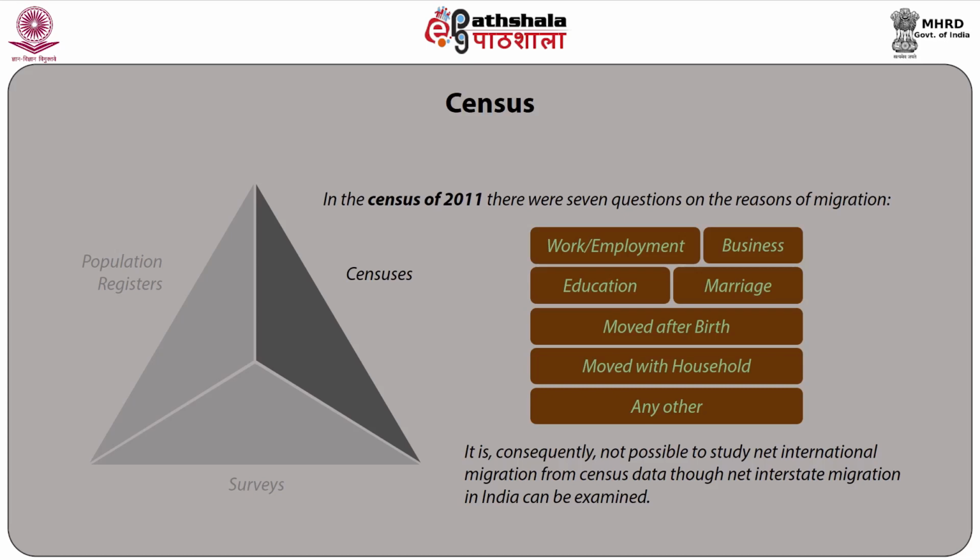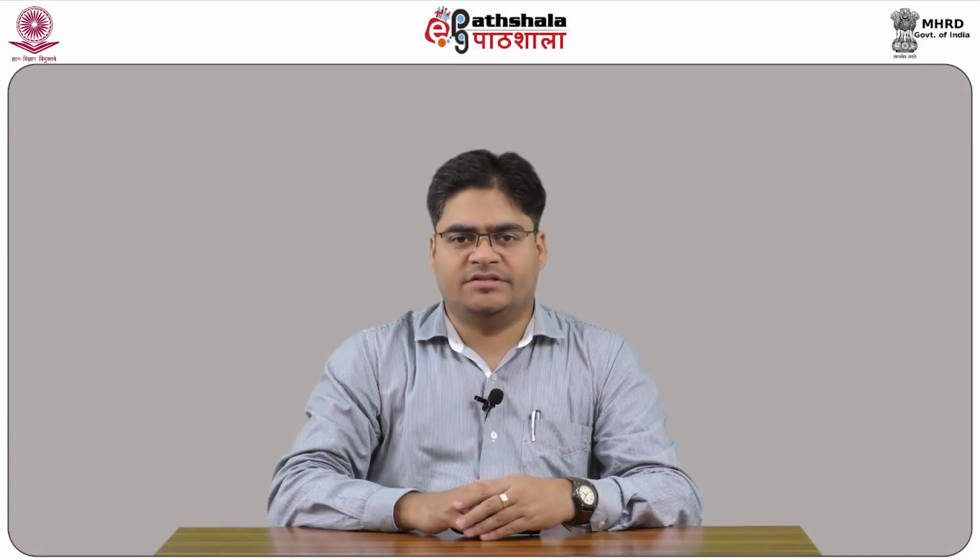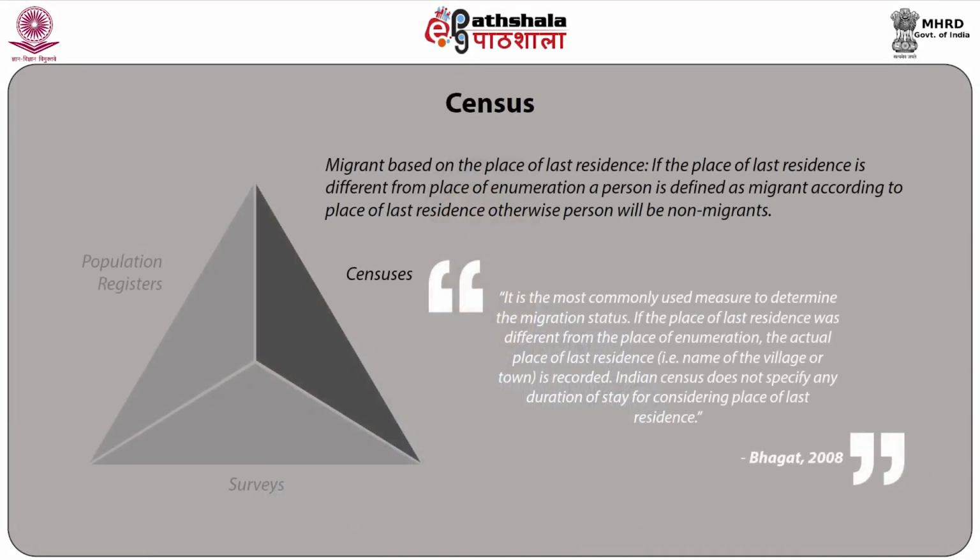It is consequently not possible to study net international migration from census data. Though net interstate migration in India can be examined easily. Migrants based on the place of birth: if the place of birth is different from the place of enumeration, a person is defined as a migrant according to place of birth. On the other hand, if both are the same, then the person is defined as a non-migrant. It is easy to determine the migrant or non-migrant status of a person if the place of birth is known.